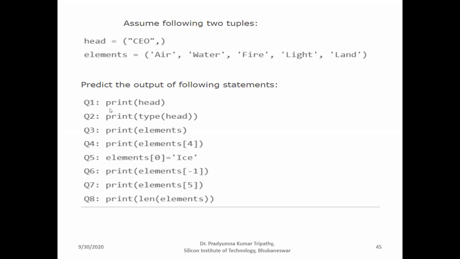Quickly go through this and say, print head. Sir, CEO. Yes. And print the type of head. Class tuple. Yes, it is class tuple. Print this one, elements. Sir, all: air, water, fire, light, land. Okay, print elements of 4 only. So 0, 1, 2, land, 3, 4. Land, sir. Okay. And this one, element of 0 equals ice.